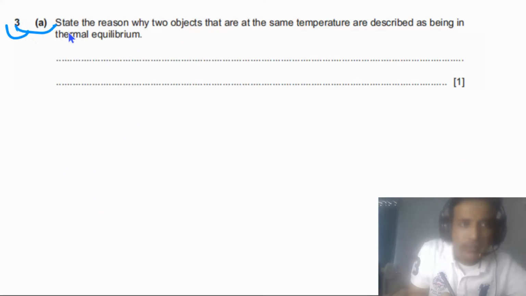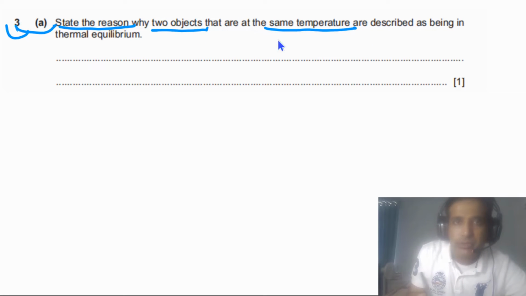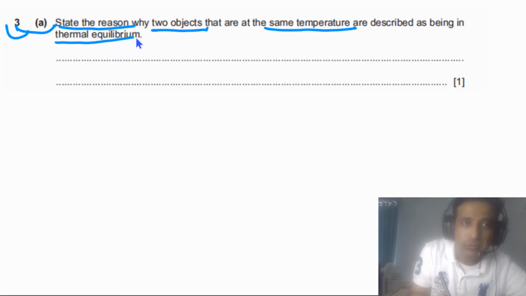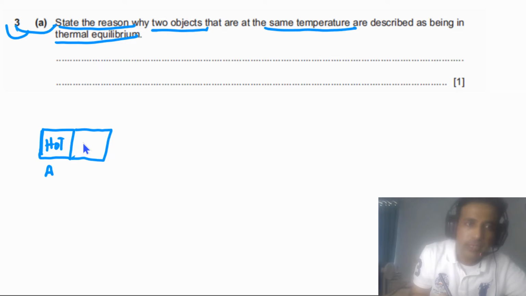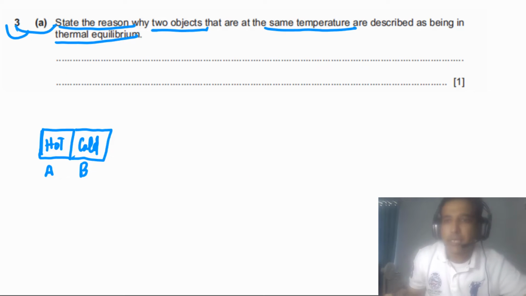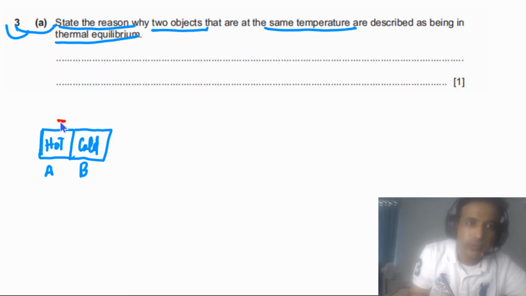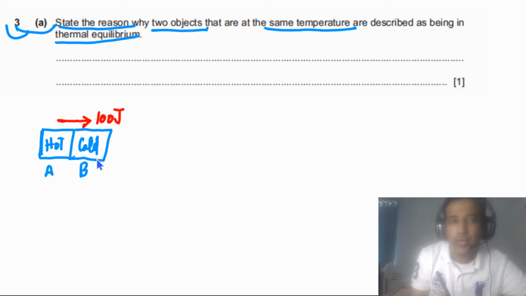Question 3 part A says, state the reason why two objects that are at the same temperature are described as being in thermal equilibrium. Let's try to understand this one with one simple example. Imagine that we have object A and this object is hot, and we have another object and this object is cold, and we can say this object is B, and they are at 2 different temperatures. So in this case, thermal energy will flow from hot to the cold object. Let's say this is 100 joules of energy.